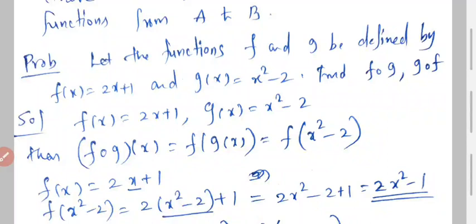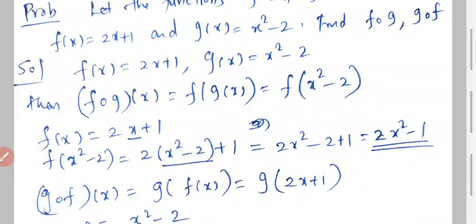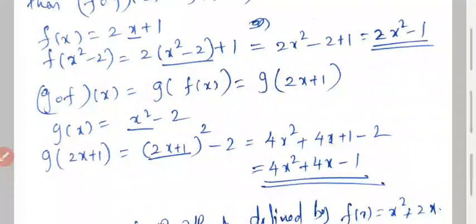So we know that f of x is 2x plus 1, and then f of 2 is what? f of 3, f of 4, everything you know how to find, right? You have to replace x by the corresponding values. So here also you have to replace x by x square minus 2, because you want to find f of x square minus 2, right? So replace x by x square minus 2, so that you will get f of x square minus 2 is equal to 2x square minus 1. Similarly, you can find g composite of f, right? This is the g composite of f of x.